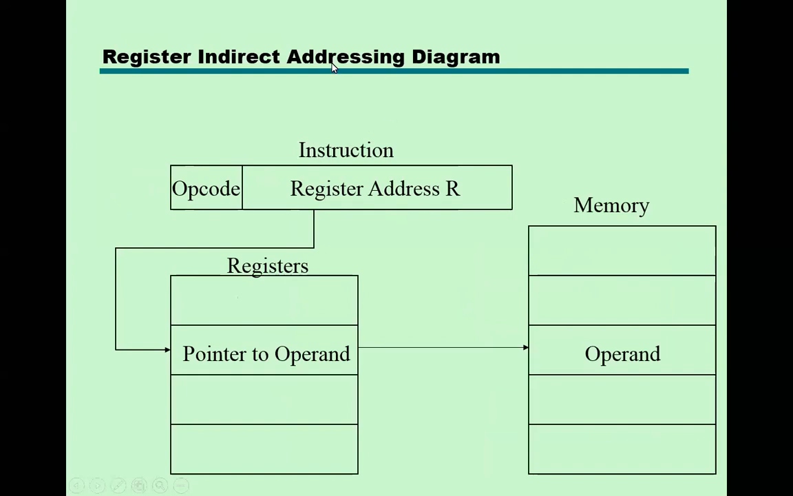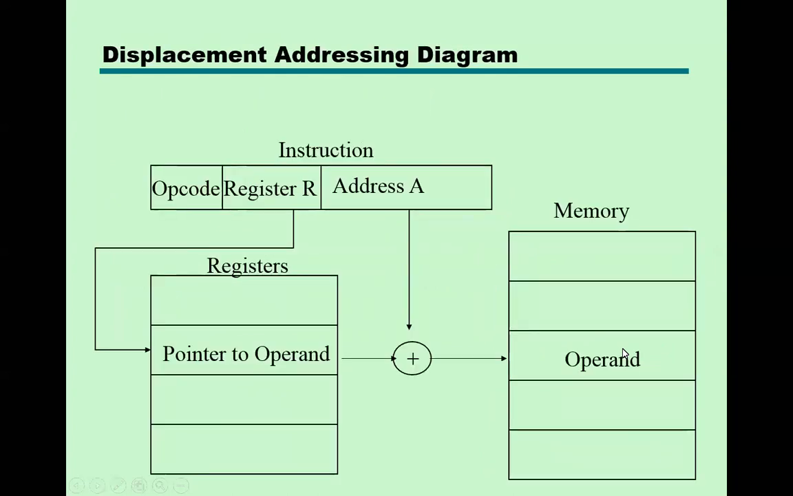Similarly, registered indirect addressing. In registered indirect addressing, first you are pointing to the register, and the register points to the respective memory location on the memory. In the last lecture, we have discussed what the advantages of direct and indirect addressing modes are.